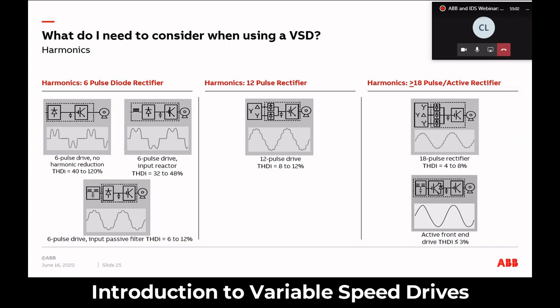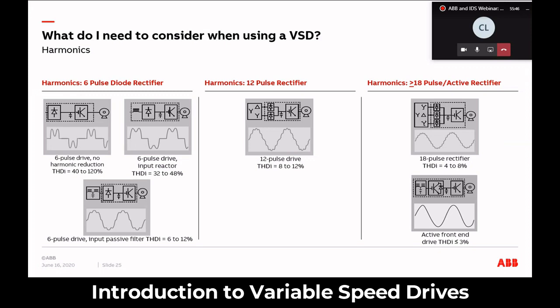If we had a typical 6-pulse drive with no harmonic reduction, so no chokes or filtering, you're going to get a total harmonic distortion, from a current perspective, anywhere from 40 up to 120%. And that will vary depending on the loads that are connected on the system. These percentages are just based on the drive itself, and do not take into consideration any other loads that will contribute to harmonics on the system. So this is just looking at the drive as a standalone system.